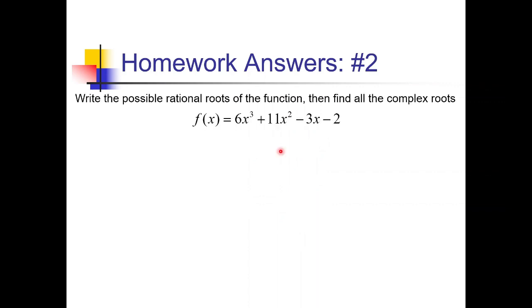For this problem, they want us to write the possible rational roots of this function and then find all the complex roots. So for possible rational roots, we have plus or minus factors of the constant divided by plus or minus factors of the lead coefficient. So we've got plus or minus 1 and 2, because those are the factors of 2. Over, we need the factors of 6, so that would be 1, 2, 3, and 6.